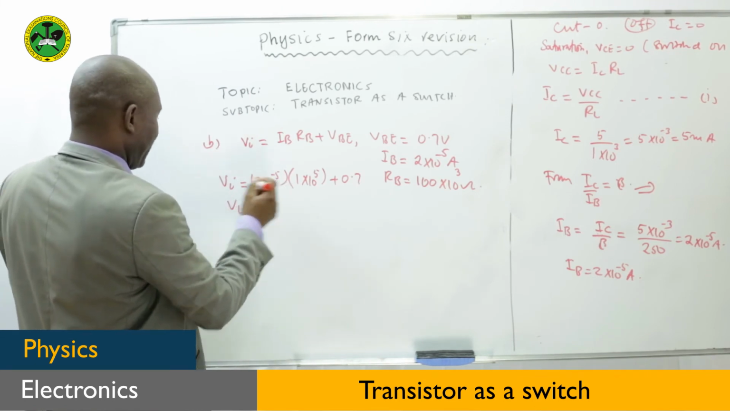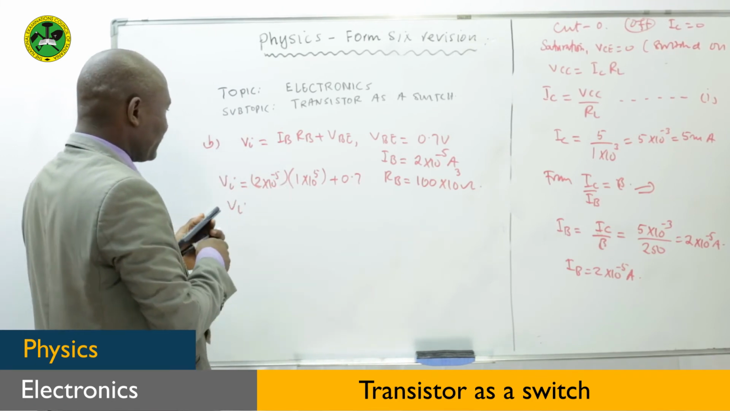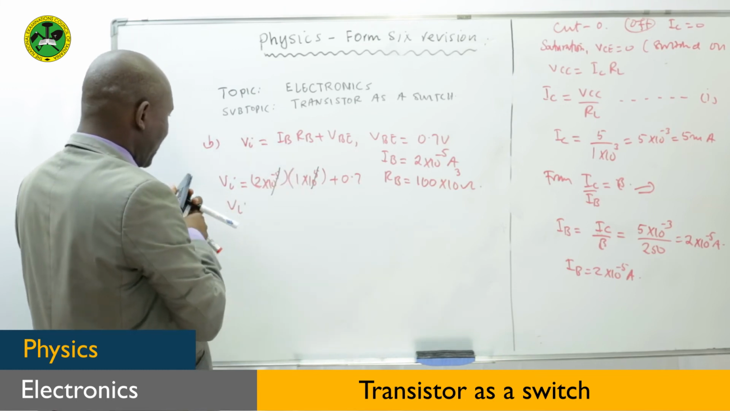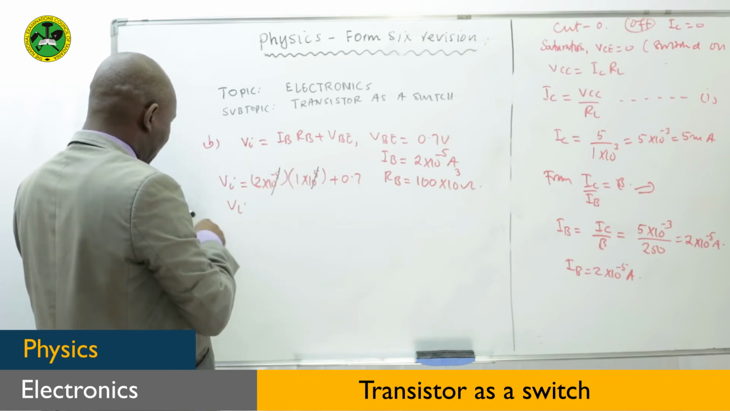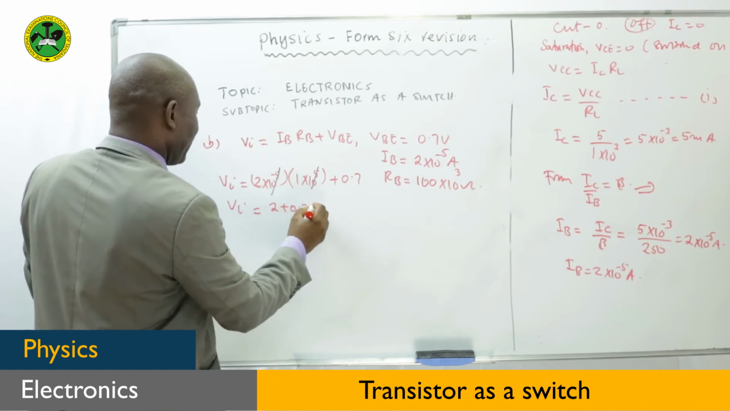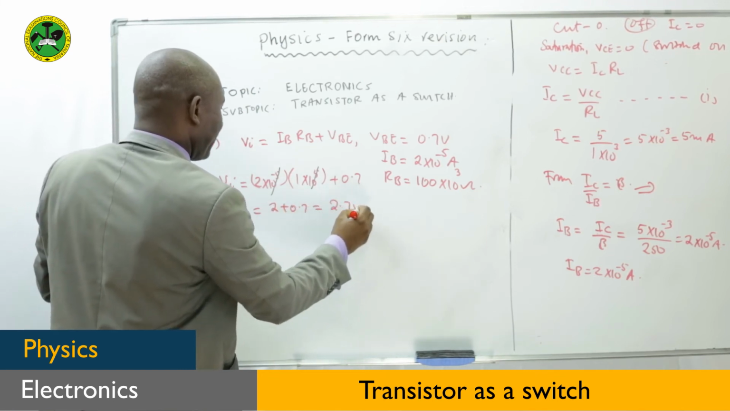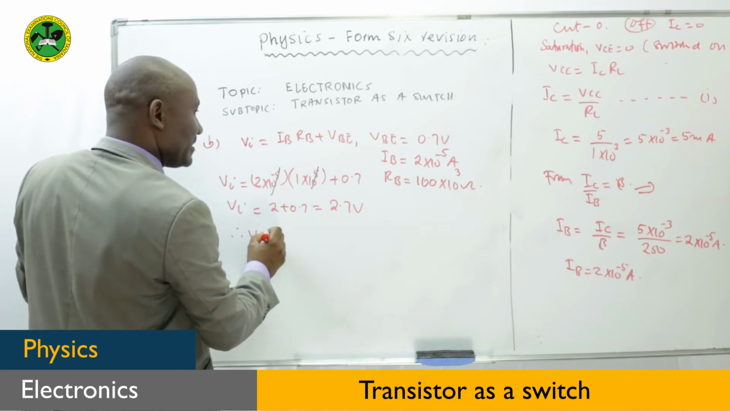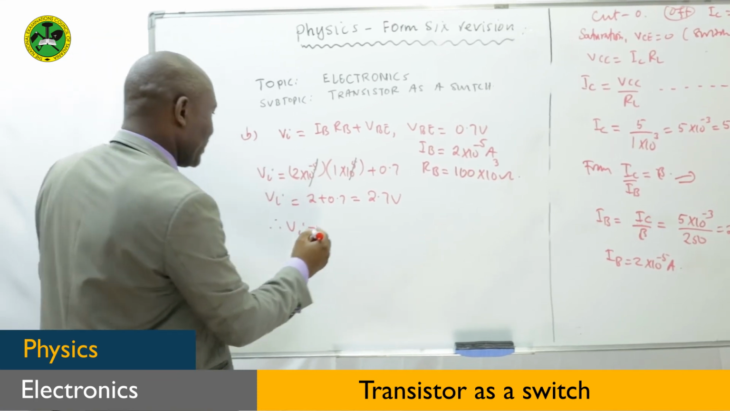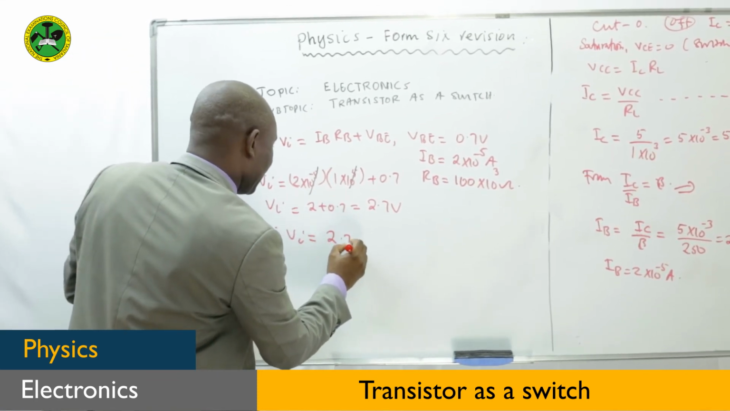So here, these powers will cancel out, the positive and negative. The remaining is 2 plus 0.7. This is 2.7 volts. This is the input voltage where the transistor is switched on. 2.7.